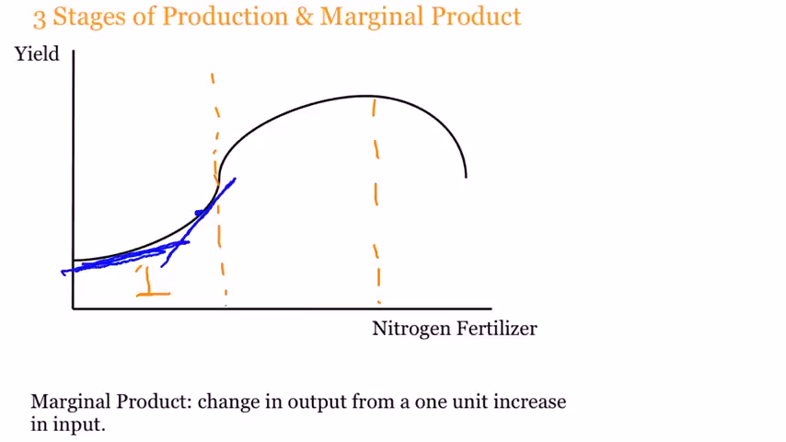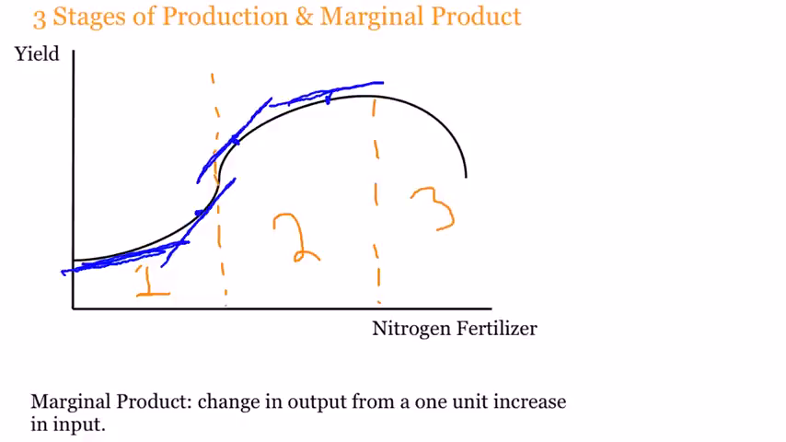Then you have the second stage. In the second stage, the slope of the tangent line is still positive, so nitrogen is increasing wheat yield, it's increasing output, but the slope of the tangent line is falling, which means that nitrogen is becoming less productive the more you use. And then finally you can have stage 3.